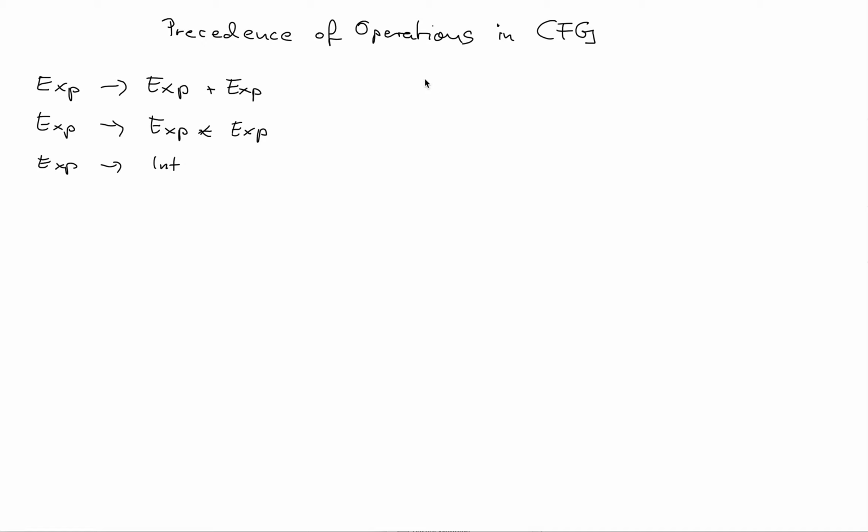So our start symbol is exp. And now there are two possible ways to derive the string 1 plus 2 times 3. So let me write this out like this. Here I do first the addition and then the multiplication.